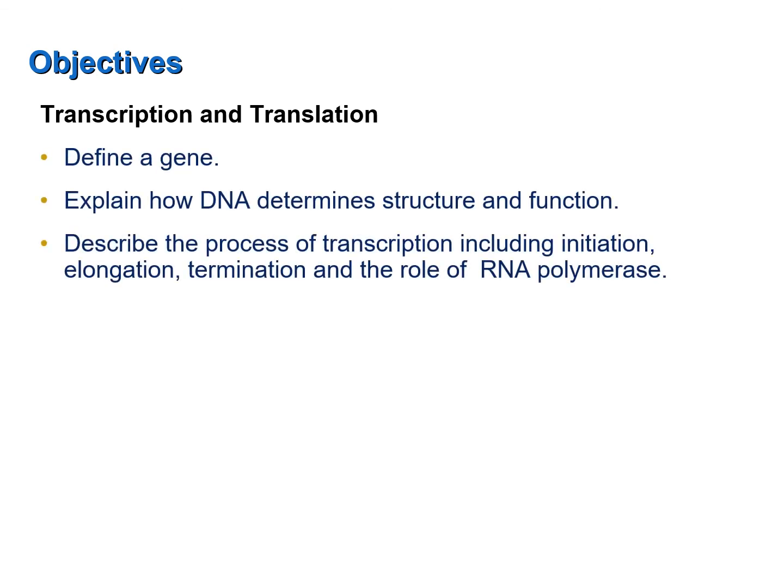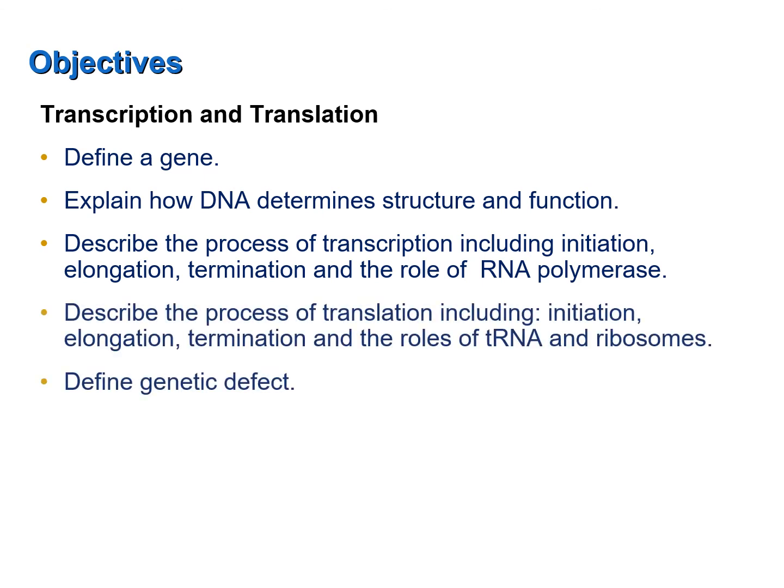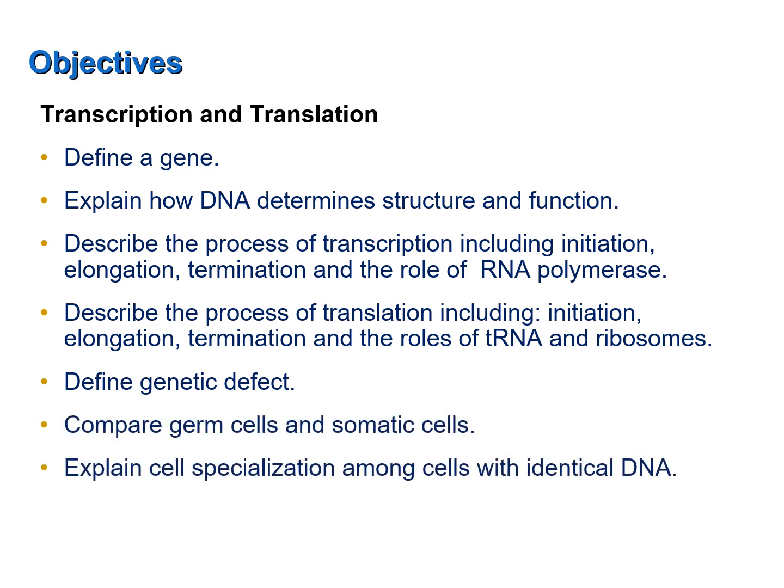Now let's review the learning objectives of the screencast. Define a gene, explain how DNA determines structure and function, describe the process of transcription, including initiation, elongation, termination, and the role of RNA polymerase. Describe the process of translation, including initiation, elongation, termination, and the roles of transfer RNA and ribosomes. Define genetic defect, compare germ cells and somatic cells, and explain cell specialization among cells with identical DNA.